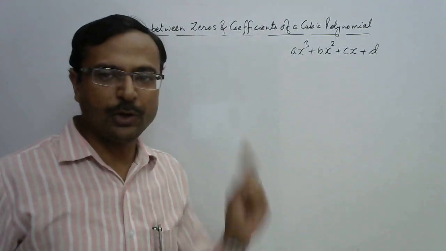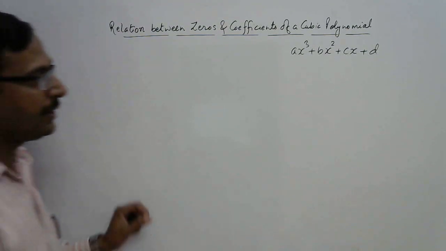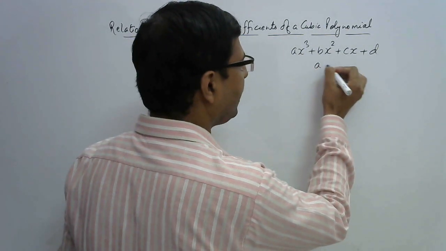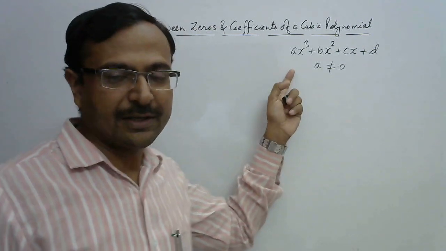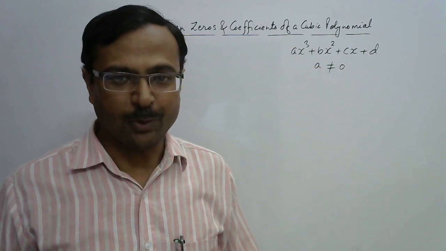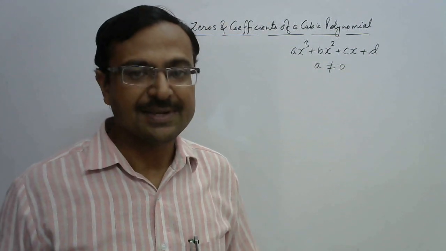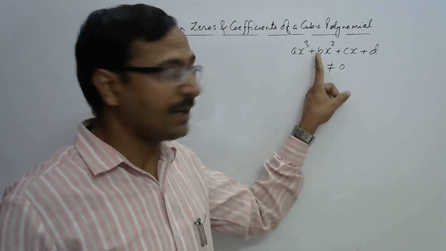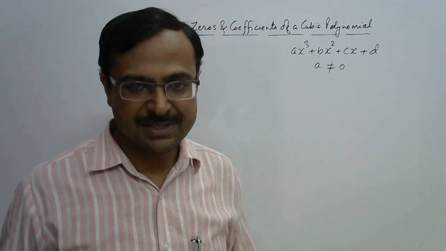Now this is a cubic polynomial, and in this cubic polynomial there is a condition that a cannot be equal to 0. Why? Because if a becomes 0, then the term containing x cube will vanish, thereby making it a quadratic polynomial. So a cubic polynomial cannot have the coefficient of x cube as 0. Yes, the other three coefficients, either one of them, two of them, or all of them can be 0.